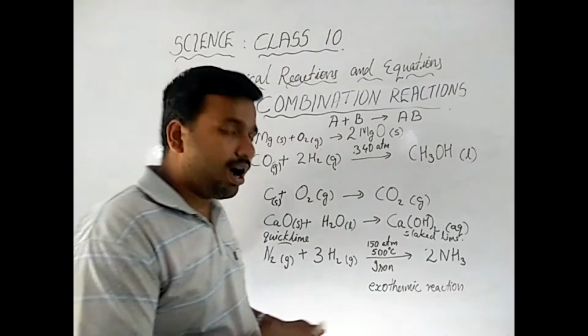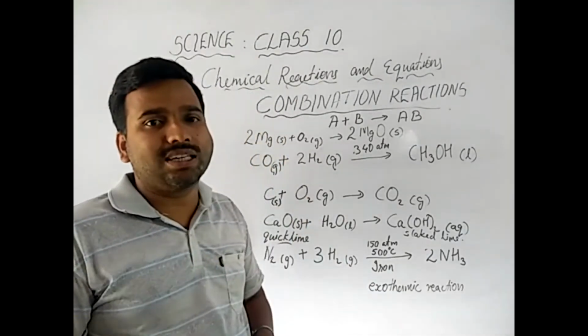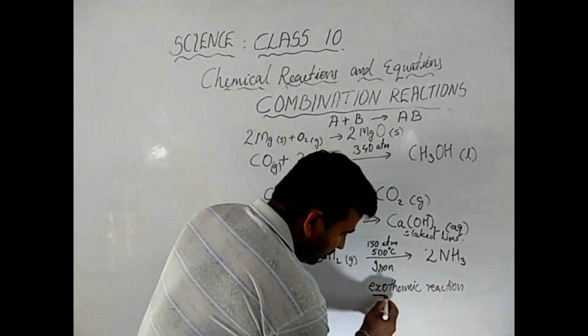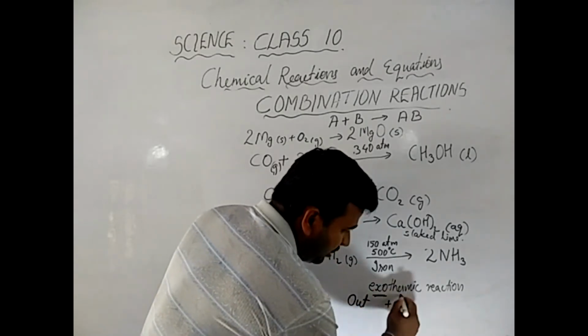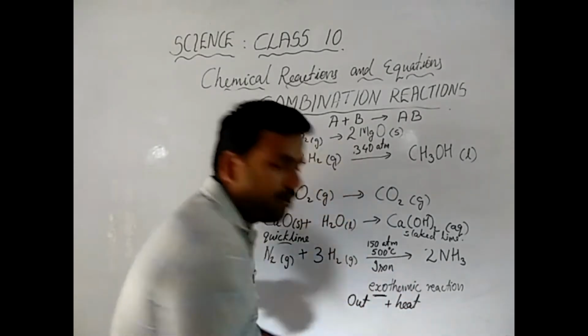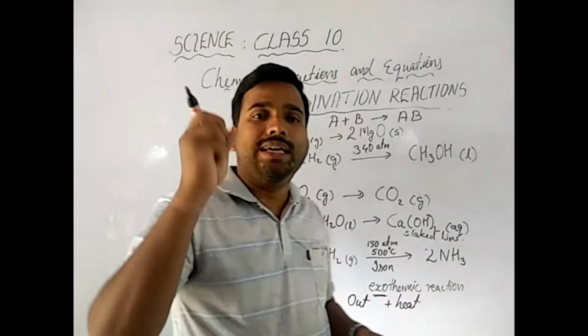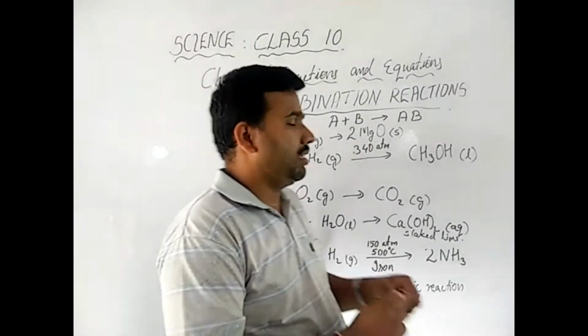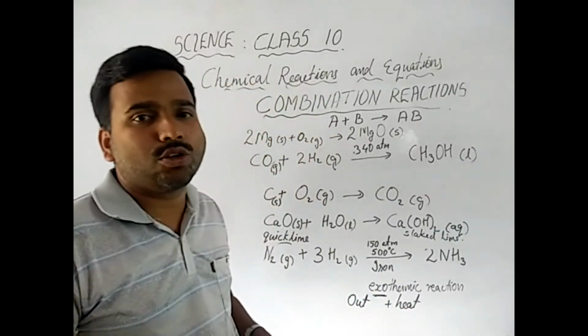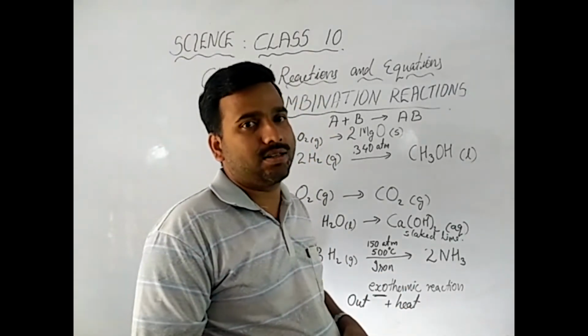Exo means out, thermic means heat. During this type of reaction, heat energy is released. So these are some examples of combination reactions.